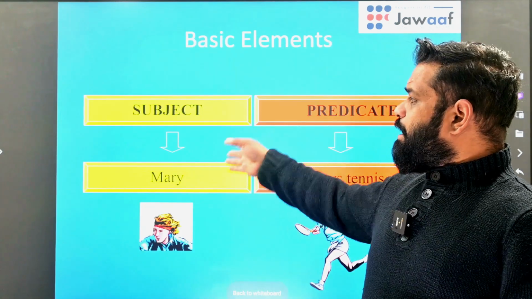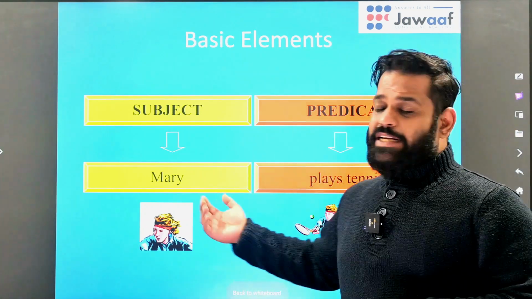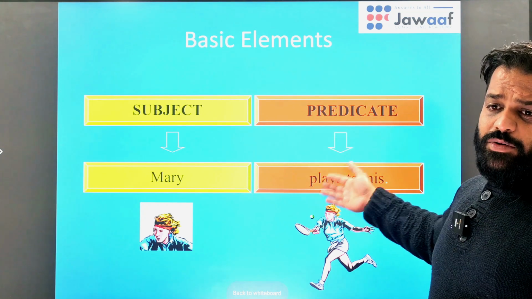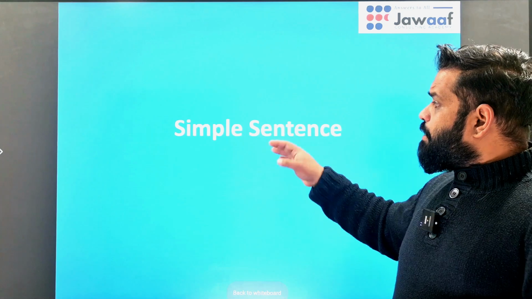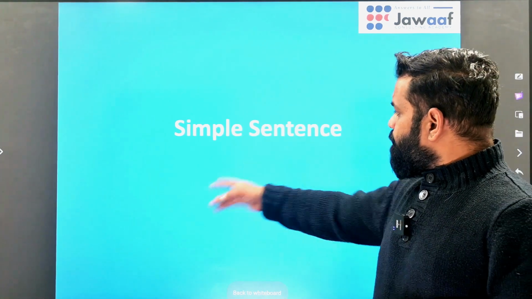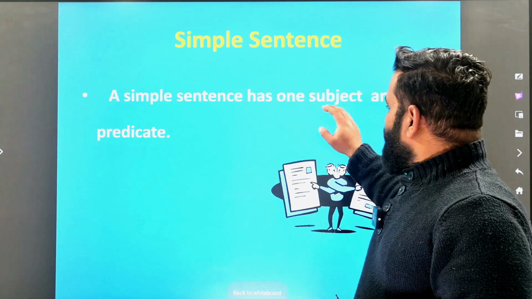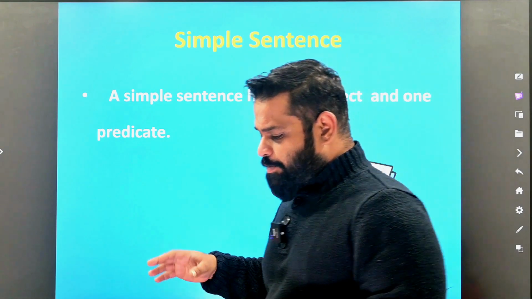So, subject means who the sentence is about, and predicate is what the sentence is about. So, having said that, a very simple sentence is Mary plays tennis. In this case, what is she doing? She's playing tennis. So, in this case, we have the subject, which is Mary, and the predicate, what the sentence is about, which is she's playing tennis. Now, in a simple sentence, we always have one subject and one predicate. Okay, now please don't get confused between this.